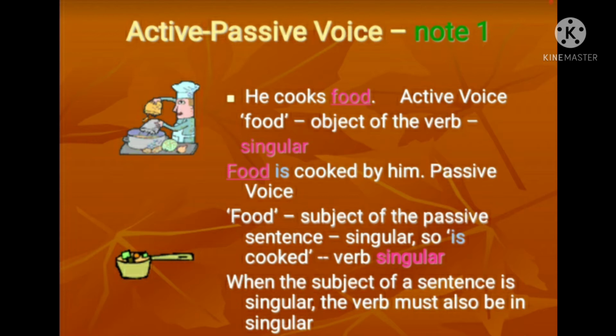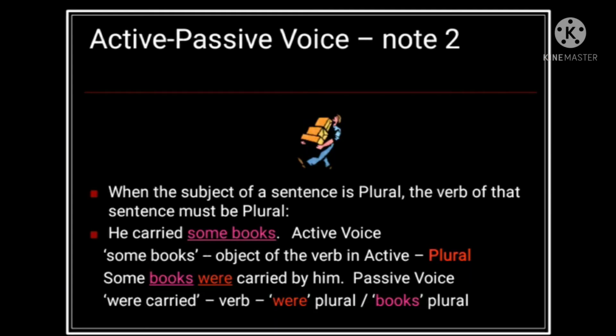Okay, so when the subject of a sentence is singular, the verb also must be singular. When the subject of a sentence is plural, the verb of that sentence must be plural also. He carried some books, active voice. What will be the passive? Some books were carried by him. Notice the word books. Okay, were carried is the verb. Were is a plural. Books is also a plural.